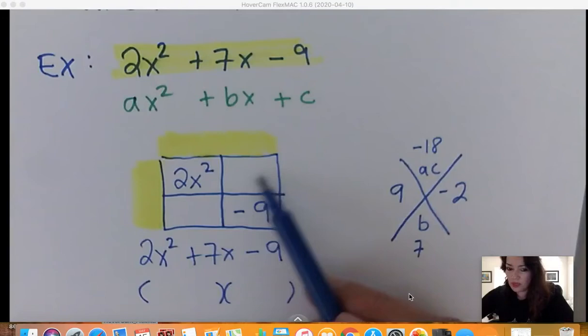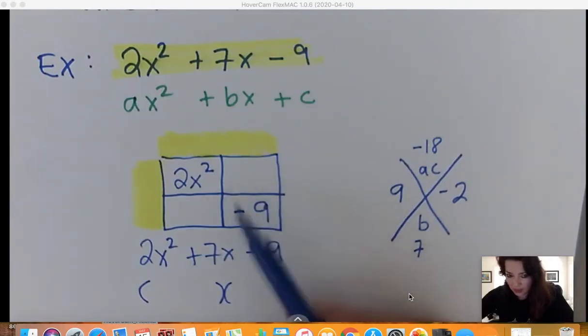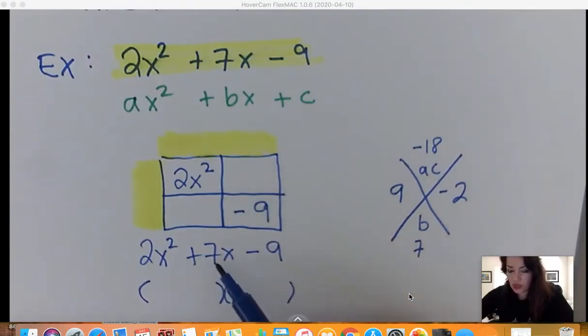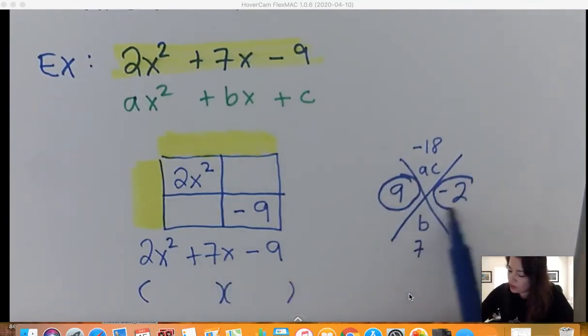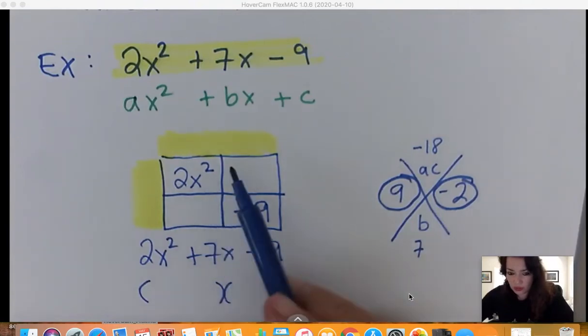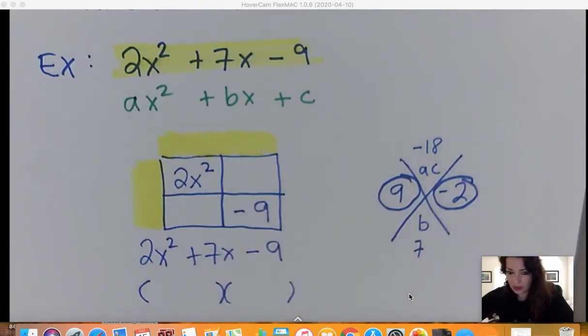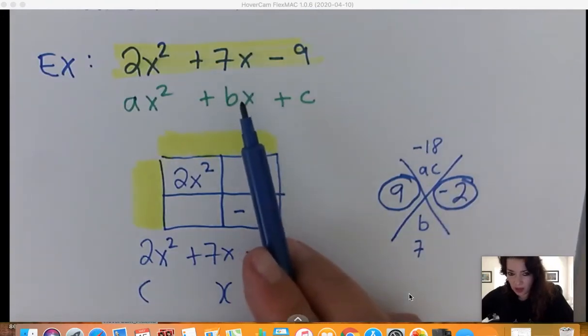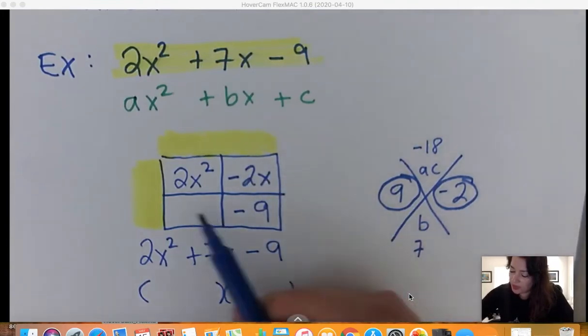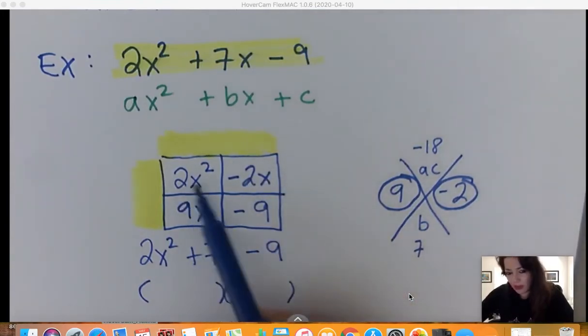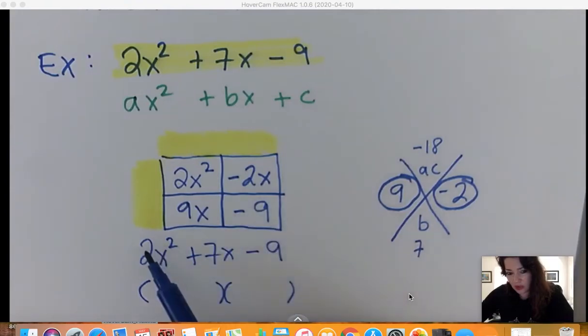Now, these two middle diagonals, when you add them up, will add up to 7x. So how do you know what to write there? Well, these are my values that we entered here. The order in which you enter them into the diagonal doesn't matter. Remember, this represents your middle terms, so they are x terms. So I'm going to go ahead and write -2x here and 9x. So that when I combine everything here, I get 2x squared, combine my middle diagonal, 7x minus 9.